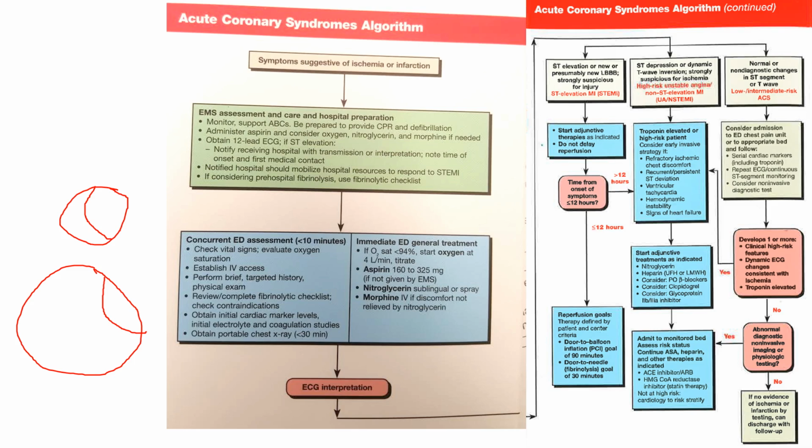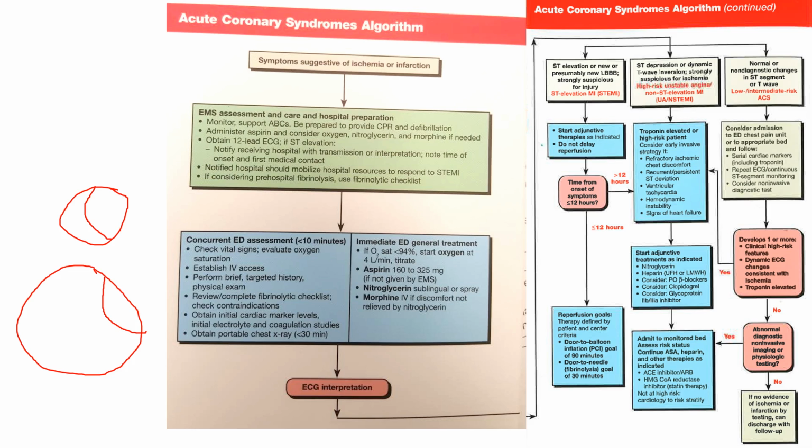Check vital signs, evaluate oxygen saturation, establish IV access, perform brief targeted history, physical exam, review complete fibrinolytic checklist, check contraindications, obtain initial cardiac marker levels. So basically, there's troponin and these different things you can look at to see if the person has had a heart attack. I'll check those.